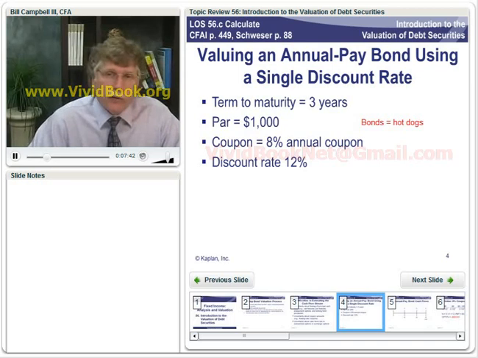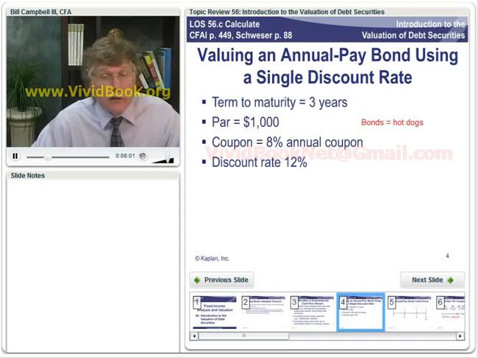Now 12%, that's fairly high compared to 8%. So we would expect when we calculate the price, we're going to get a price less than $1,000, and it's going to be a substantial difference. It's not going to be $980. It's going to be substantially different. So now that we have a rough idea of what it is, let's do the calculation and see whether it comes up with our expectations.